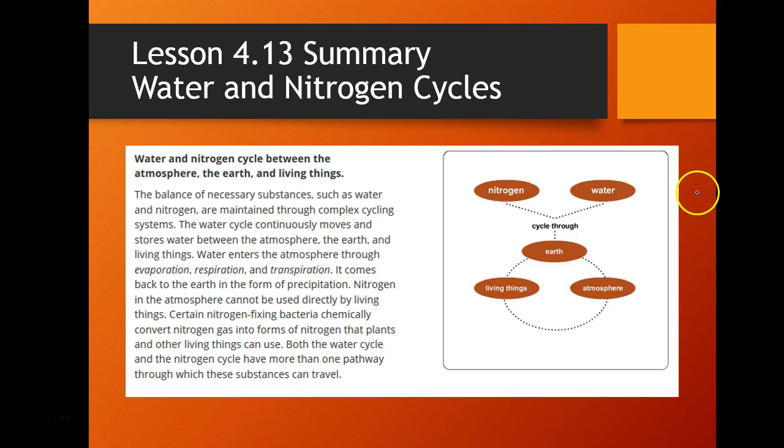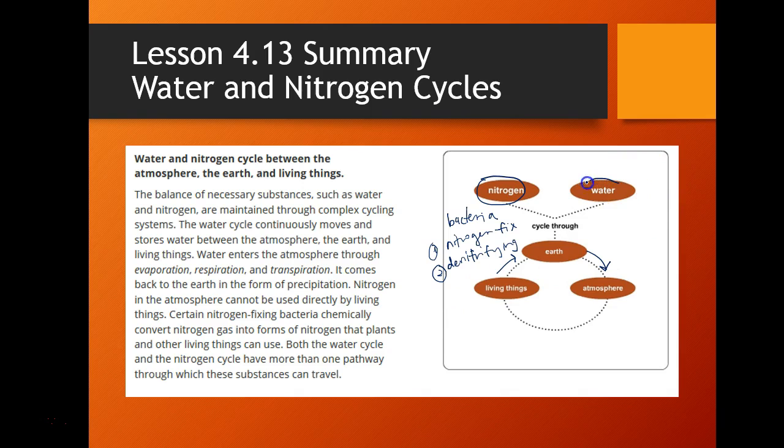So here's a summary of what we went over today. We went over the nitrogen cycle and how it cycles through living things, the earth, and the atmosphere. For the nitrogen cycle, we talked about two different types of bacteria that help us with this cycle: nitrogen-fixing bacteria, and also denitrifying bacteria. Remember, those two are important because they help cycle the nitrogen from atmospheric nitrogen gas to ammonia and nitrates and then back into the atmospheric nitrogen gas.